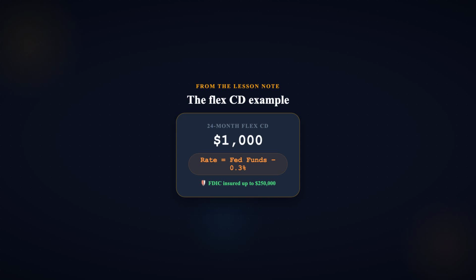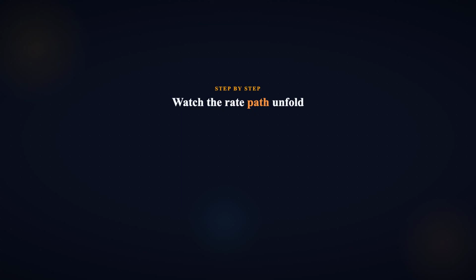We simplify the interest calculation to simple interest for this example. In practice, most CDs compound monthly, but the logic is the same. Each period, your interest depends on whatever the current rate happens to be. Now watch the rate path unfold, step by step.